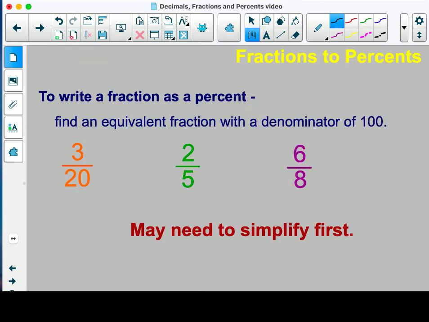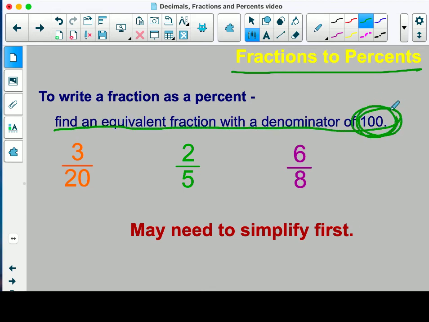Last part is now I want to go backwards. Can I go from fractions to percents? So to write a fraction as a percent, find an equivalent fraction with the denominator of 100. Okay, so just like we thought, percent means out of 100. So we rewrite it so it's out of 100.